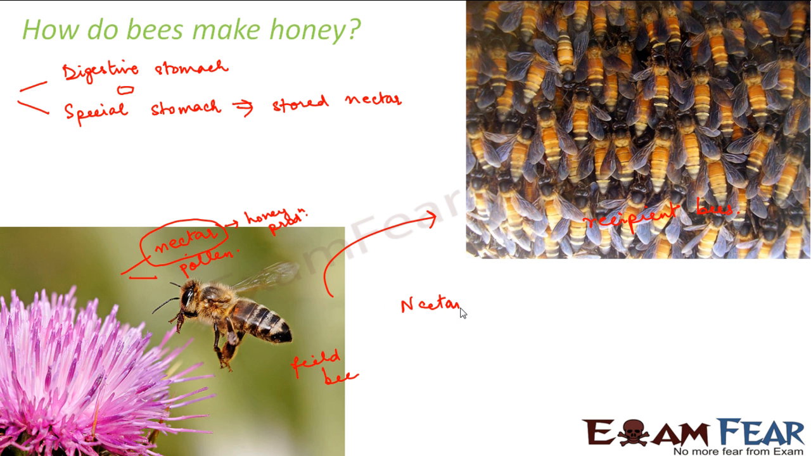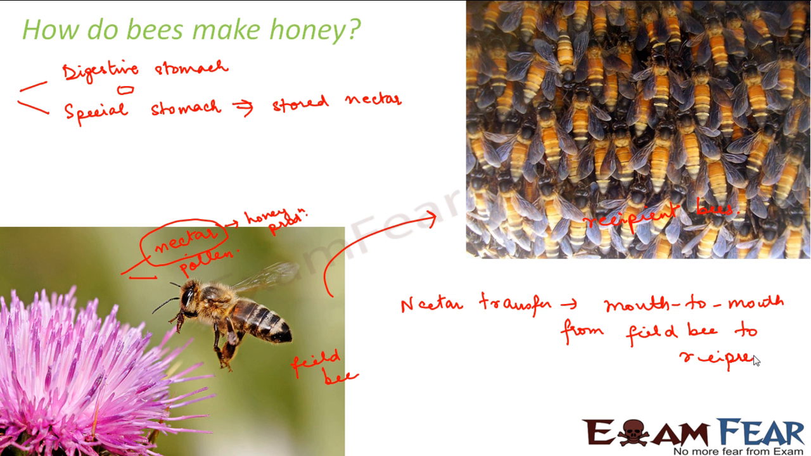So that means nectar transfer mouth to mouth. From which bee? From the field bee to the recipient bee. Right? So now the recipient bee has the nectar.